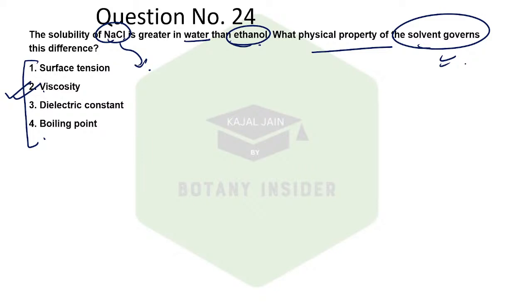Done, everyone. Let's see the answer. Yes, the answer is option number C, dielectric constant. That is, the dielectric constant is the one which will help in differing the solubility of your NaCl in the water and in the ethanol.